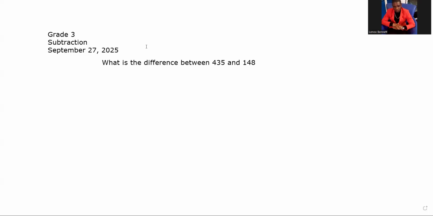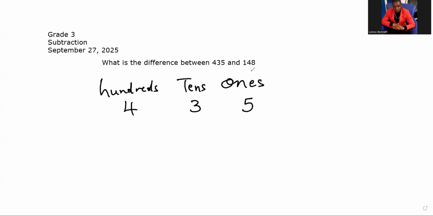All right, so this one says, what is the difference between 435 and 148? Difference means to subtract. So we're going to subtract, just like what Aliana had said. Make sure we have our ones, tens, and our hundreds. All right, so we have 4 hundreds, 3 tens, and 5 ones.